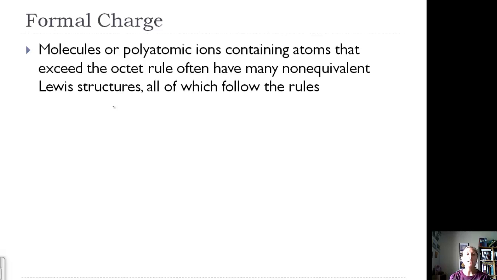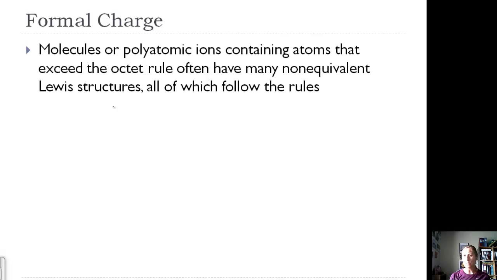It says molecules or polyatomic ions containing atoms that exceed the octet rule often have many non-equivalent Lewis structures, but all of them are following the rules. So we need to figure out which ones are going to be more correct. By non-equivalent, we haven't seen any of these yet. The other Lewis structures that we looked at that had resonance, the double bond would switch to a different one, and the bond strength and bond length would be an average between a single and a double bond. But we'll look at some other examples where we would call them non-equivalent.